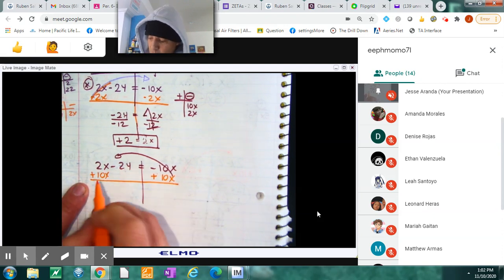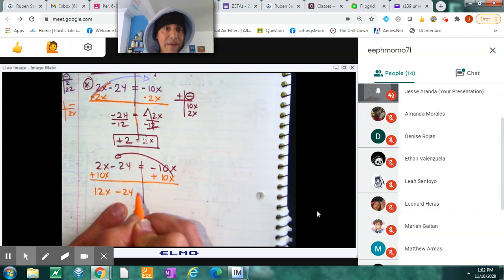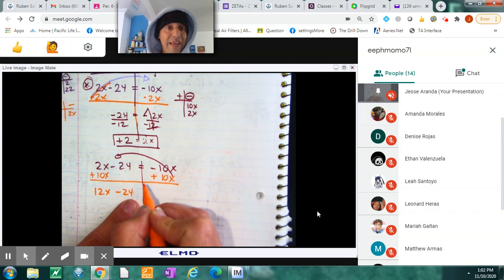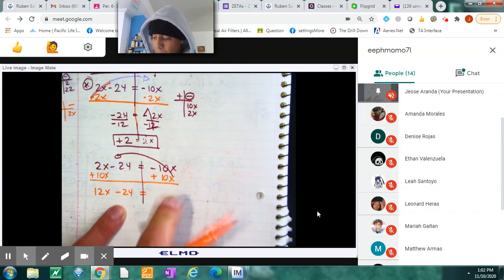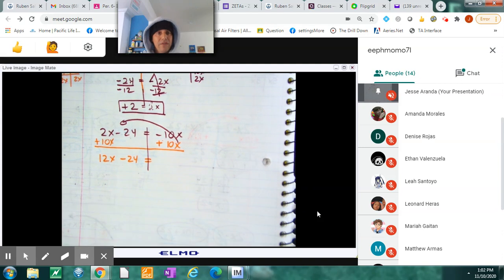So then you have 12x minus 24. And then this is where kids get confused, right? What I say, the equal has to be on the line. But what are you going to put over here on the right side? Anybody? What are you going to put, since there's nothing?